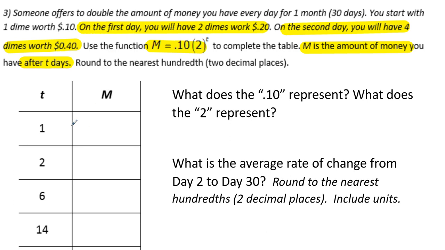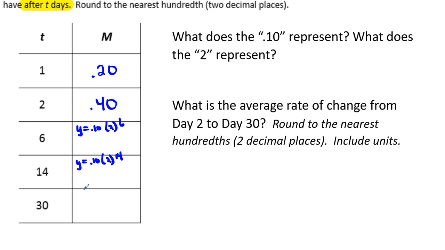Well, after 1 day, we had 20 cents. After 2 days, we had 40 cents. So you can also use your calculator. I would actually use your calculator. So let's just do our calculator here. We want to find out right here. So it's going to be y equals 0.10 times 2 to the 6th power. And this will be y equals 0.10 times 2 to the 14th power. And then we have y equals 0.10 times 2 to the 30th power.